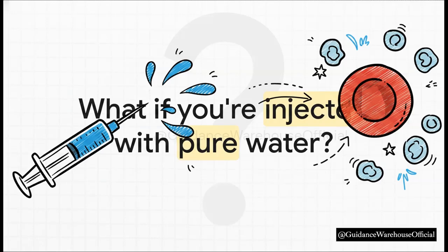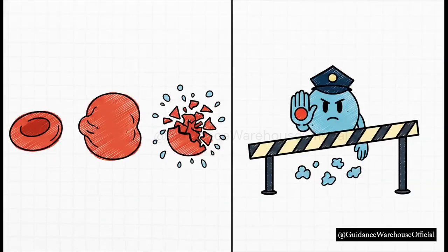Because when that pure water hits your bloodstream, it doesn't just dilute your blood a little bit. Your red blood cells will literally explode. Seriously, they will swell up and completely self-destruct. Today, we're going to uncover exactly why that cellular destruction happens and how your cells usually prevent it by acting as highly trained microscopic border control agents.